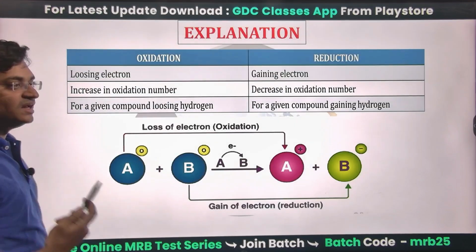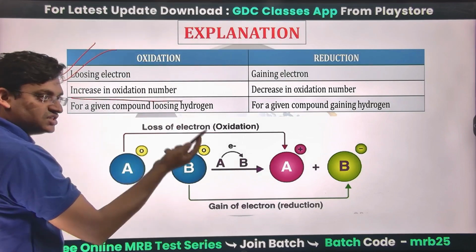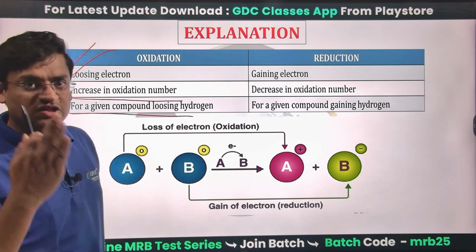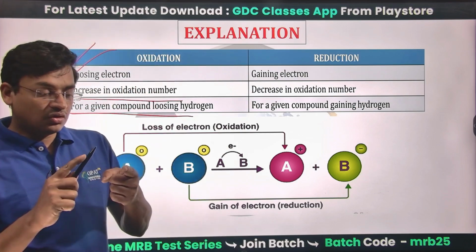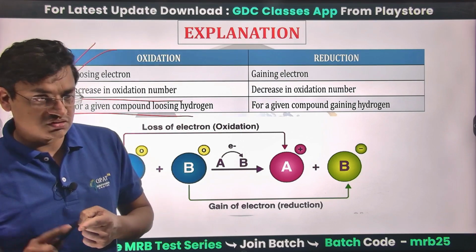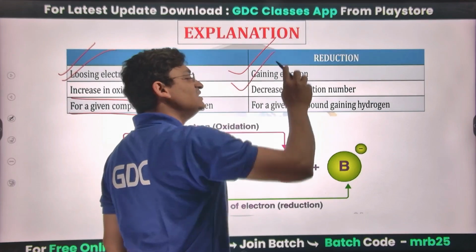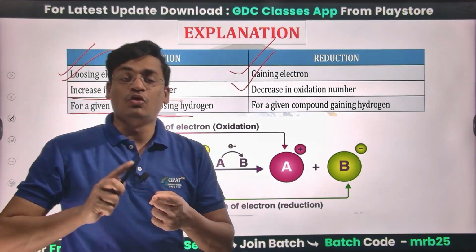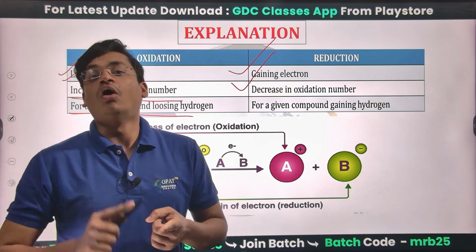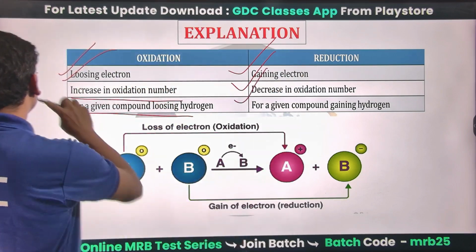Reduction will be a decrease in oxidation state. So oxidation is losing electrons, an increase in oxidation number, and, for a given compound, losing hydrogen. In respect to oxygen and hydrogen, oxidation means an increase in the number of oxygens or a decrease in the number of hydrogens. Reduction is gaining electrons, a decrease in oxidation number, and if you have a decrease in oxygen numbers or an increase in hydrogen numbers, they all will be cases of reduction.